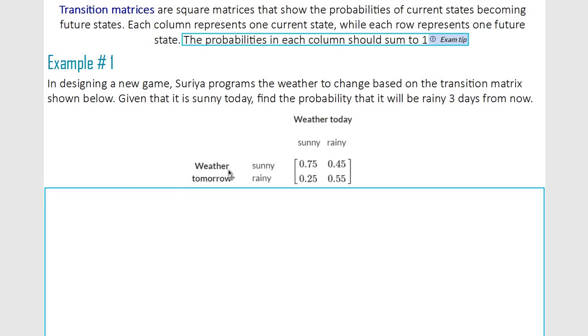So here we have another matrix. Of course, they used a different example here. We want to find the probability that it will be rainy 3 days from now. So how do we go about doing that? Well, we plug this into our matrix. Let me get my calculator.